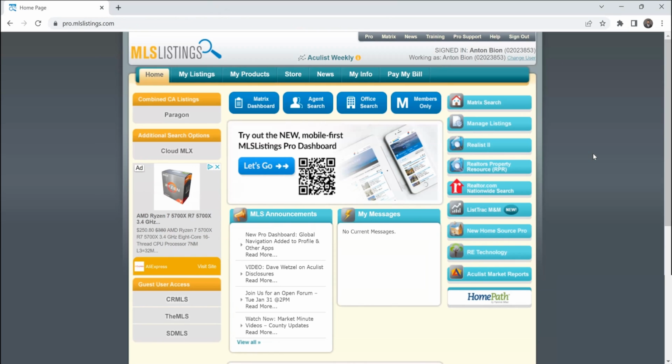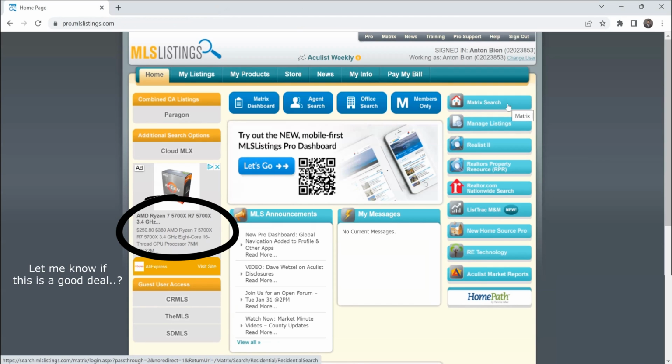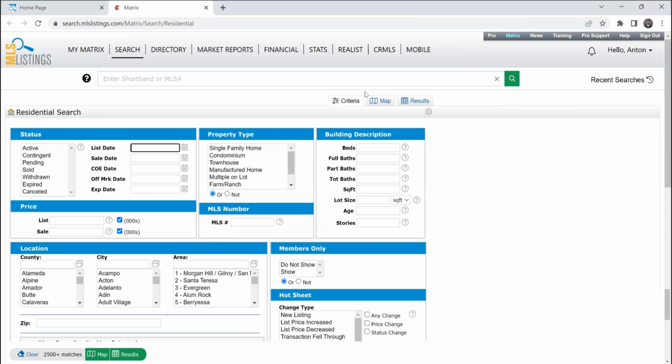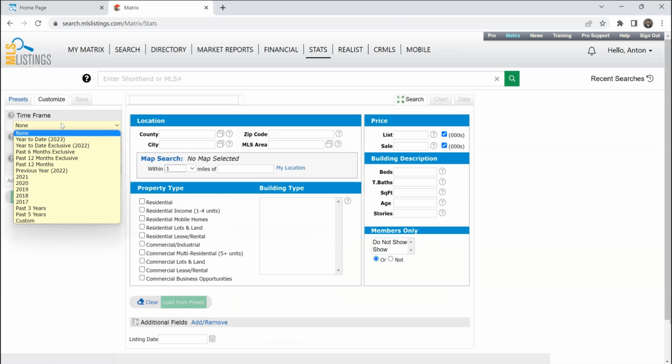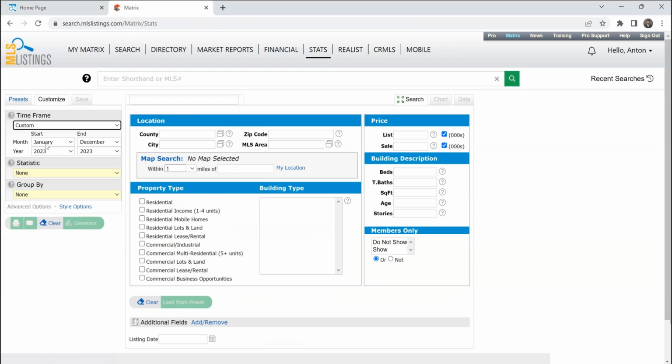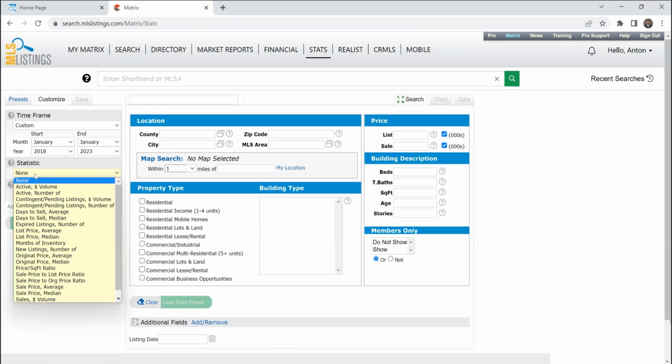And instead of looking at the median price fluctuations within a 3-decade span, let's zoom in to, let's say, 2018, past 5 years, and see what that looks like. This is the MLS listings. It records every home sale that's been done on the market. We'll go directly to stats. We'll customize this to a custom time frame. We'll do January 2018. December 2023 hasn't happened. We'll change that to January.